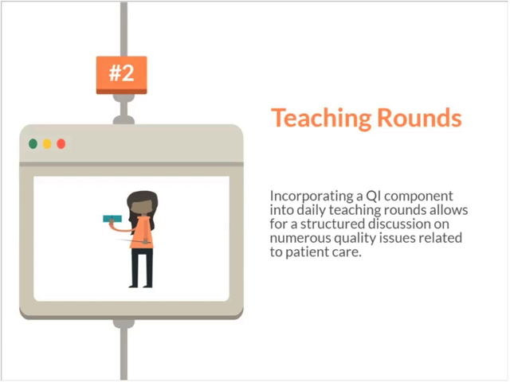Rounding in general is a highly effective way to engage residents and create that environment of inquiry which the ACGME places emphasis on. Many organizations have deployed some type of interdisciplinary rounds which residents are a part of, and this is highly effective at improving communication among caregivers. Some organizations have even established quality and safety rounds that specifically focus on quality of care and patient safety concerns.